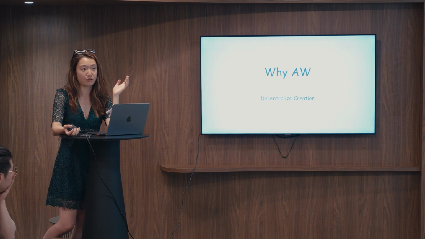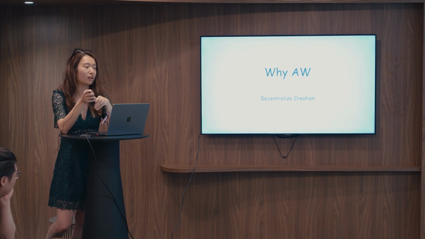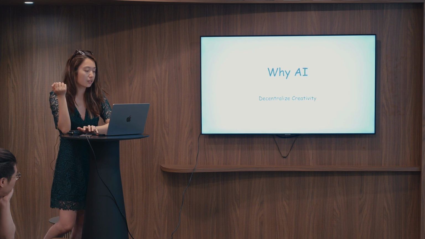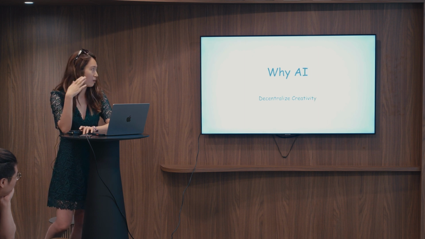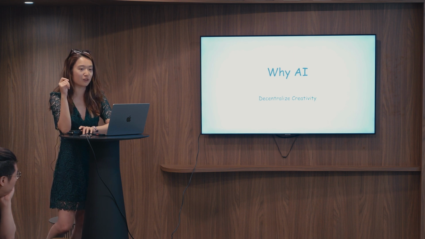So we believe that autonomous worlds can decentralize creation. For example, everything you create on chain is not controlled by one centralized entity, and everything can come together, right? It's a decentralization of creation. And why do we want to try AI on top of it? Because it's actually really hard to create.